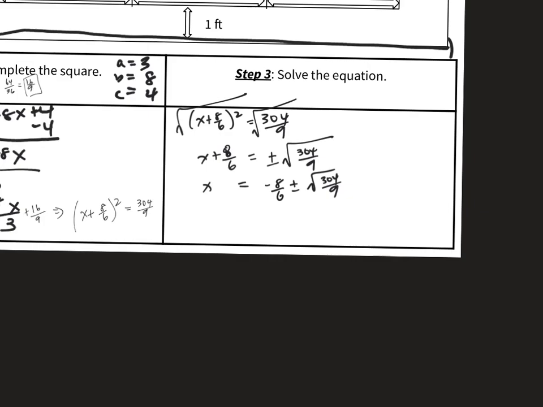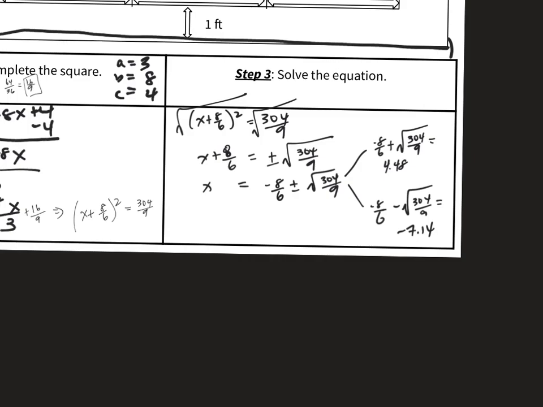Now, if someone were to tell you, oh, this is what the dimension of the square is, it wouldn't really mean much, right? So what we want to do is actually just approximate these so we can figure out approximately what these values would be, right? So remember, when we have plus or minus, we end up with two solutions. We have negative 8 over 6 plus square root of 304 over 9, and then negative 8 over 6 minus square root of 304 over 9. And then when we actually put these into our calculator, we end up getting around 4.48, and then this approximates to negative 7.14.